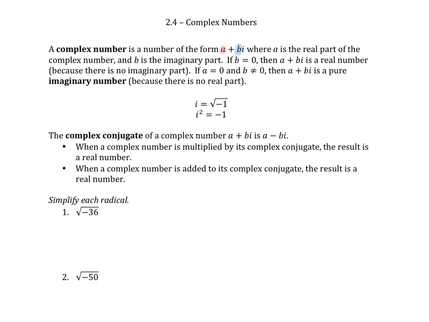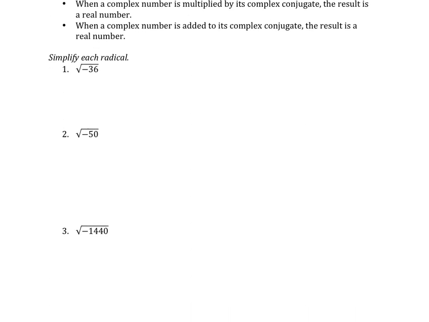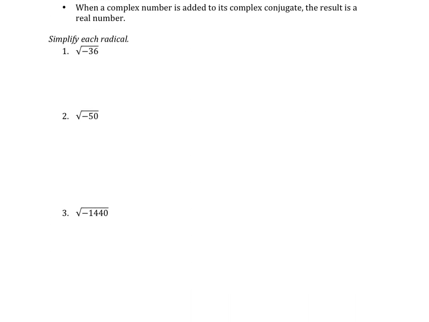So let's look at some examples. Simplify each radical. The first thing you want to notice, and you don't have to do it this long way every time, is this is a -36. Before, we would have just said, oh, this doesn't exist, and then moved on, or would have said not a real number. Really, that's a better answer, because it does exist. It's just not a real number.